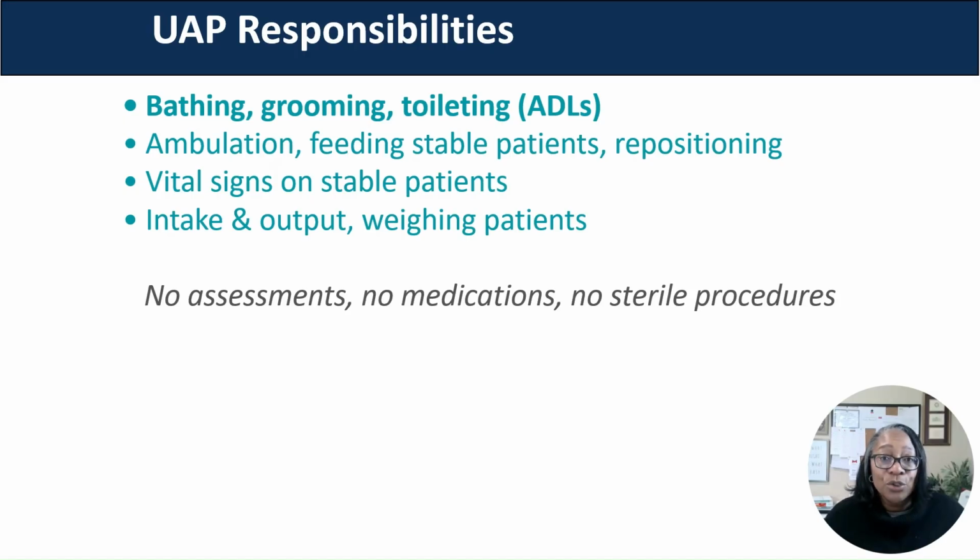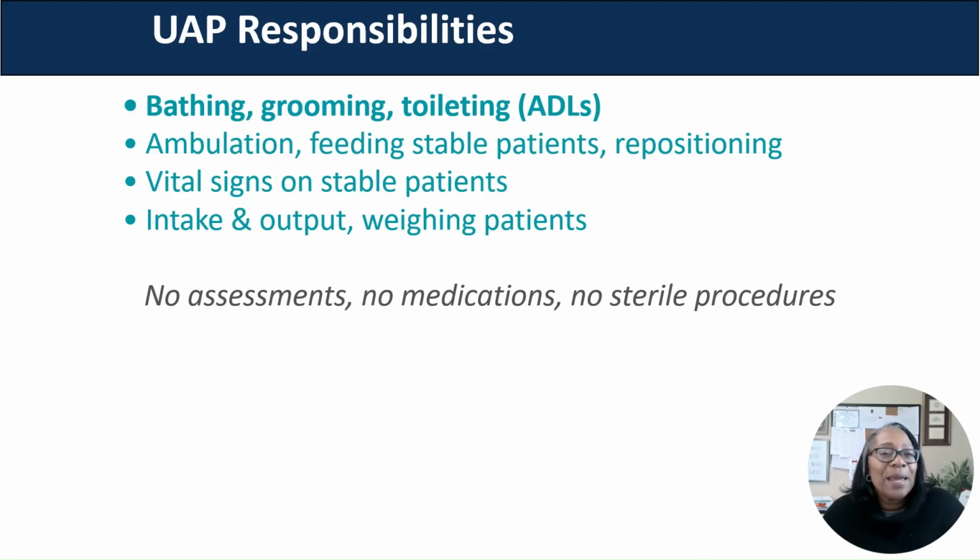So what can a UAP do? What are their responsibilities? The UAP focuses on basic, non-clinical tasks that do not require judgment. A UAP's responsibilities include ADLs, like bathing, grooming, toileting. They help patients with ambulation, feed stable patients, weigh patients, perform vital signs on stable patients, collect intake and output, help with positioning, and they can assist in CPR. Yes, this is often on the NCLEX. Yes, UAPs can help with CPR.